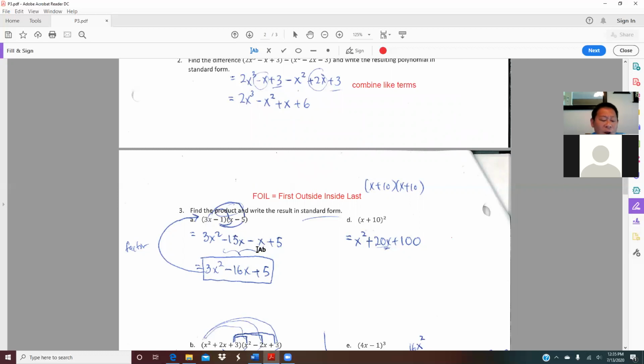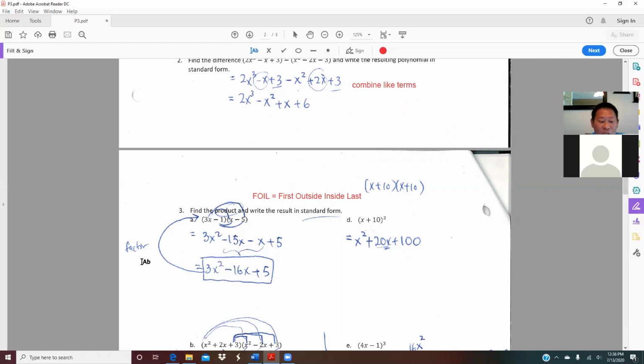And then usually the foiling, the middle term, you can combine to become negative 6x. So your answer is 3x squared minus 6x plus 5. And make sure that you write your answer in standard form. That means high to low powers. So this is what we call foiling.